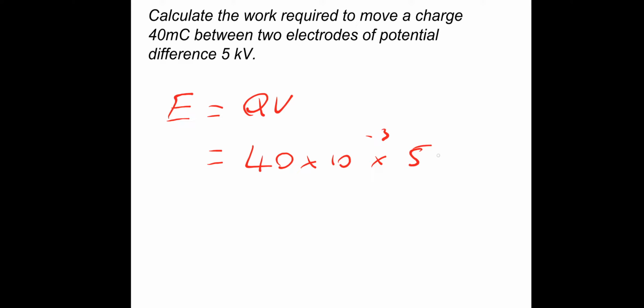So quick questions. If you want to pause and do this one: calculate the work required to move a charge of 40 millicoulombs between 2 electrodes of potential difference 5 kilovolts. The work done, the energy, is the charge times change in potential. So the charge is 40 times 10 to the minus 3, multiplied by the potential difference, which is 5 times 10 to the 3. Put that in your calculator, that will give you 200 joules. That should be fine. Let's have a look at the next one.